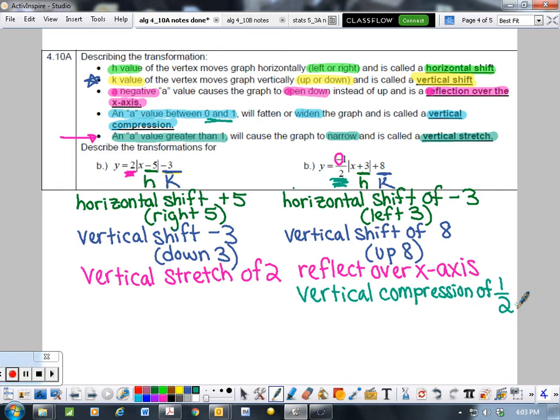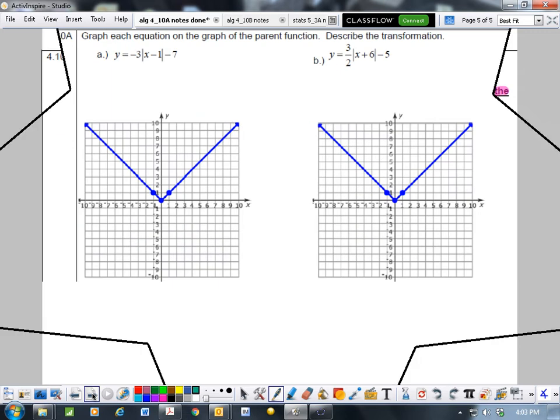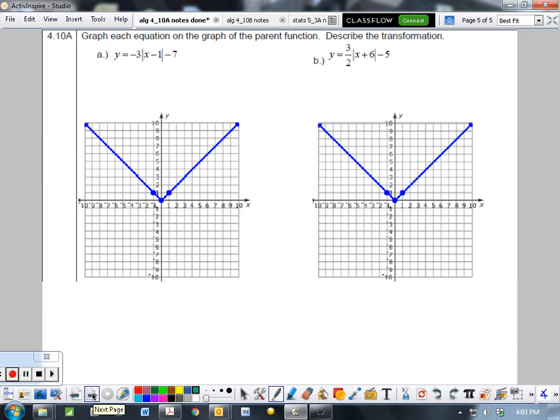So on your worksheet, or in class, you're going to be writing these descriptions and you're going to be graphing it. So let's go ahead and look at our equations. We're going to describe and we're going to graph. So let's go ahead and look at our H value. Our H value is 1. So we're going to have a horizontal shift of +1, because remember we changed the sign on the H value.